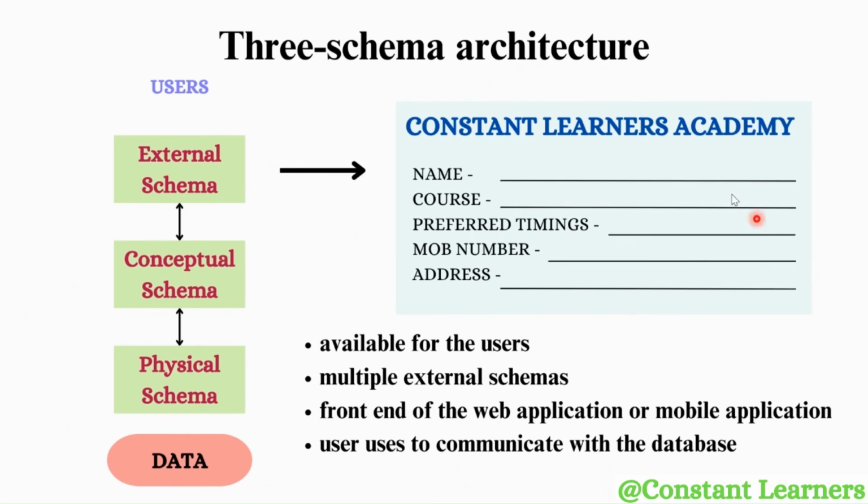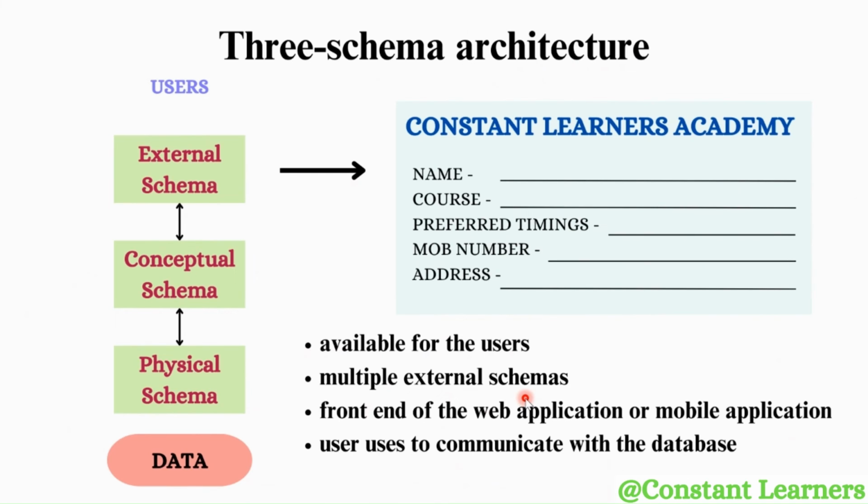External schema is this, right? External schema depicts the external view that is available for the users, right? So this external schema is available for the users. There can be multiple external schemas depending upon the different users. That means what the user is wanting to view, that the user will be able to see on the screen.